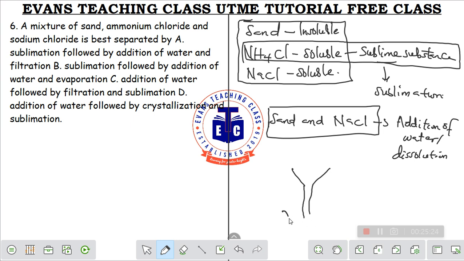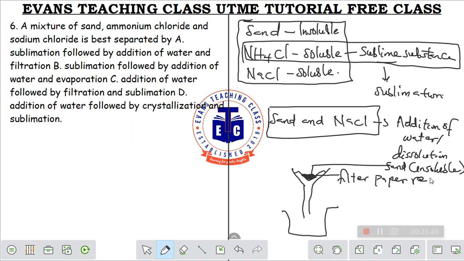So I think most of you know what we call filtration, right? So you have your filter paper here. The sand will not be your filtrate because sand cannot pass through the filter paper, because sand is insoluble. So your sand will be there. It will be your residue. While the filtrate will be your sodium chloride. Then you just dry it, and you get your sodium chloride.